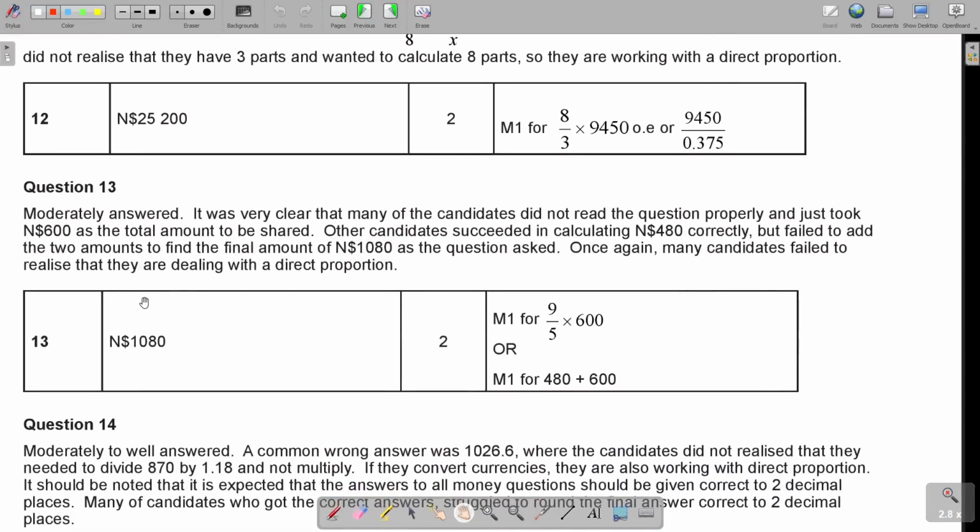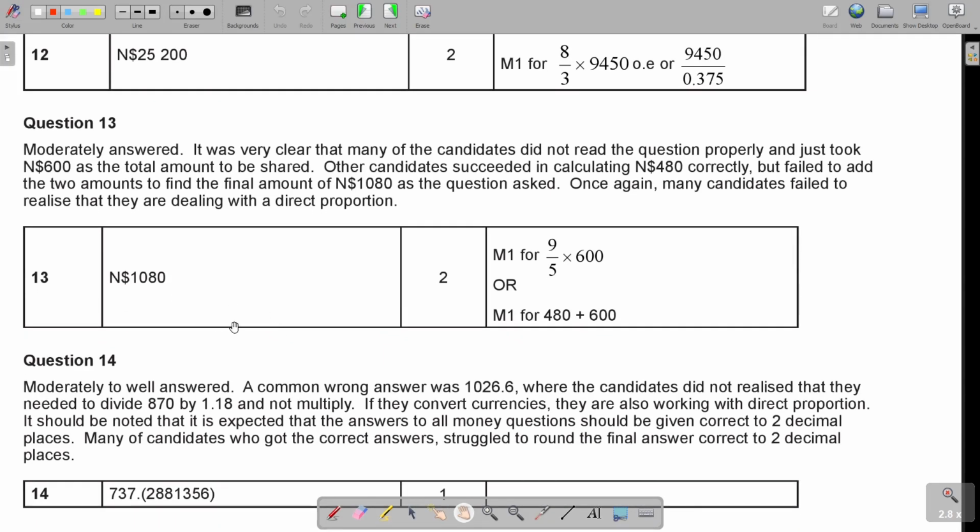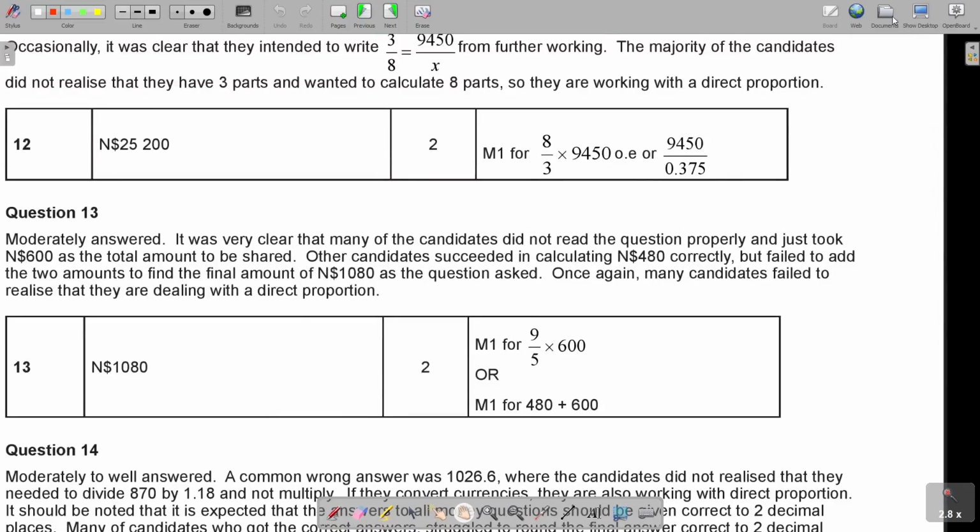Then the last one on that page, moderately answered. It was very clear that many of the candidates did not read the question properly and just took 600 as the total amount to be shared. Other candidates succeeded in calculating 480 correctly, but failed to add the two amounts to find the final amount of 1080, as the question asks. So read the question again at the end. Once again, many candidates failed to realize that they are dealing with direct proportion. And there they showed you the question. Okay, let's go to the next page.